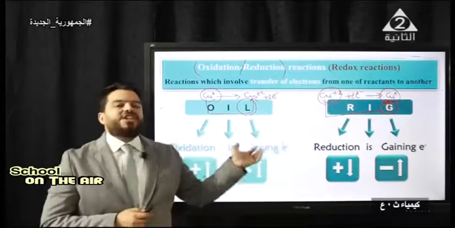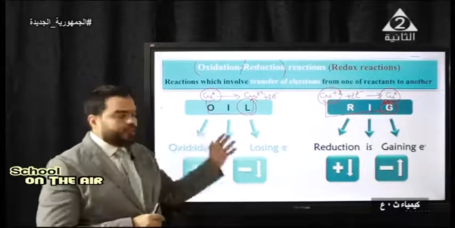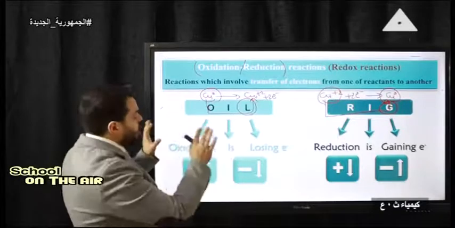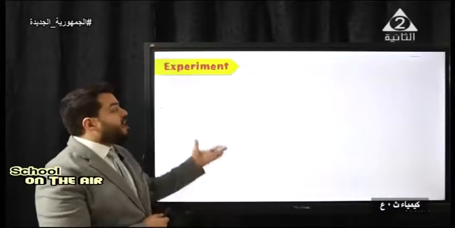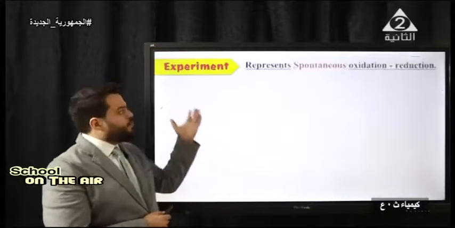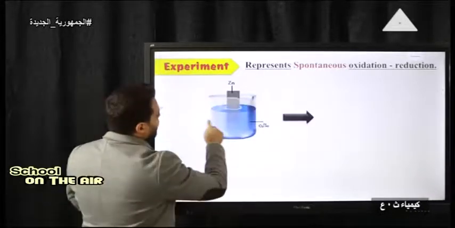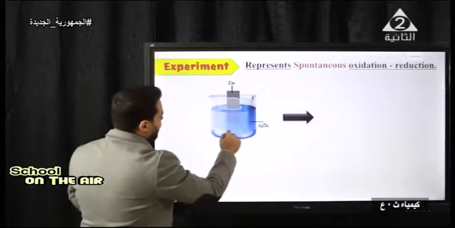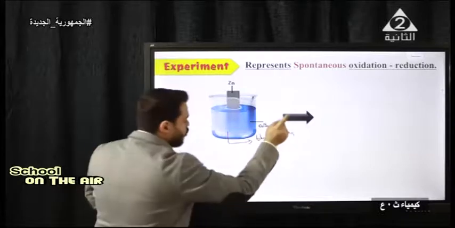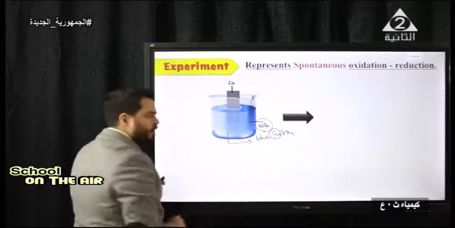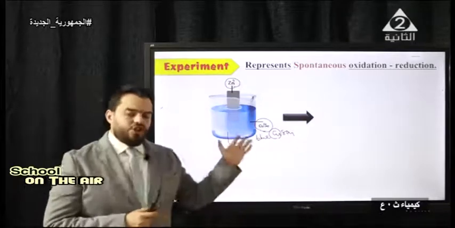And if that reaction is done spontaneously without any interference, without any control, if it's done by itself, it's called a spontaneous redox reaction. We can discuss the spontaneous redox reaction by representing this experiment. You can put a zinc plate in a blue solution of copper sulfate. This is the blue solution of copper sulfate, so you have copper with a 2+ charge, and here you have a zinc plate, so it will be a neutral charged atom.